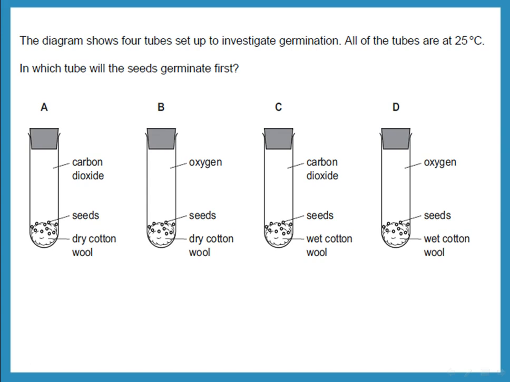The diagram shows 4 tubes set up to investigate germination. All of the tubes are at 25 degrees Celsius, so that is suitable for germination. Now he's asking in which tube will the seeds germinate first. Remember, we said, what do we need? Now, what do we have in these tubes? We have either carbon dioxide or oxygen. Of course, we said we need which gas for germination? We need oxygen. So my answer is B or D. Now, do I want it to be dry or do I want it to be wet cotton wool? Of course, I need water, so the one that will germinate is the one that has oxygen and water.